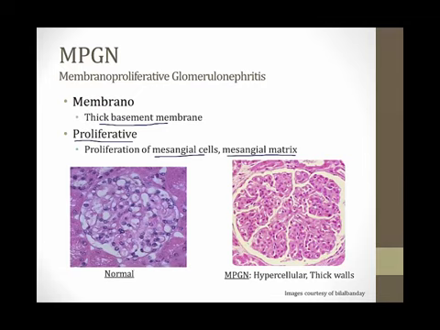On the bottom left side of the screen is a normal glomerulus that you would see in a normal kidney. On the right side of the screen is an example of what you could see in MPGN. Note that there are more cells, it's hypercellular. There's also lots of pink mesangial matrix proteins present in the glomerulus. This is all consistent with MPGN.